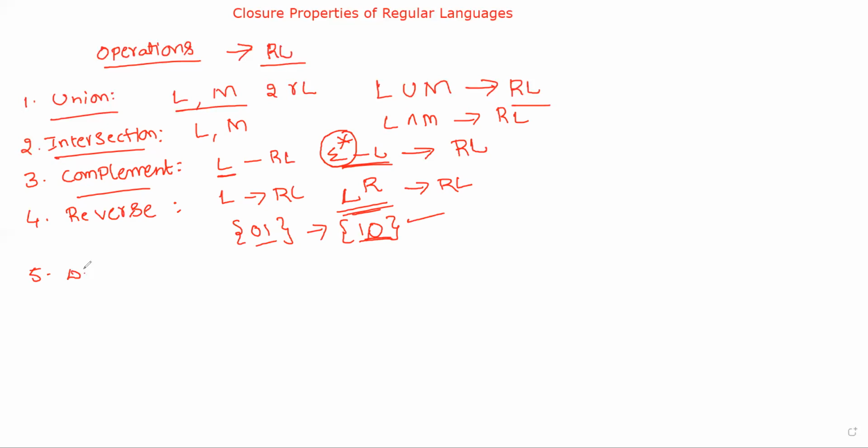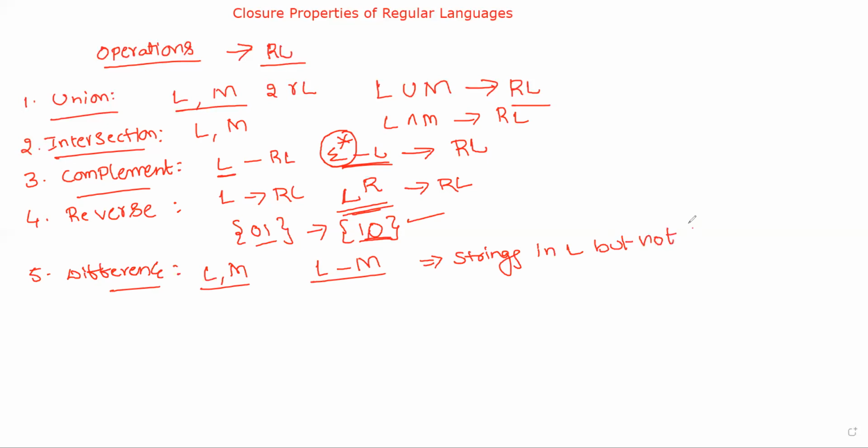Now, difference. What is the difference? If L and M are two regular languages, the difference, that is L minus M, is also a regular language. What is meant by L minus M? The strings in L but not in M. That is, L minus M contains the strings that are present in L but not present in M. That is also a regular language.